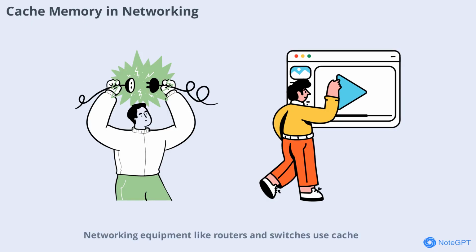Networking equipment like routers and switches use cache memory to speed up data transmission and reduce latency. By storing routing tables and frequently accessed information in cache, these devices can handle more traffic and deliver faster connections.